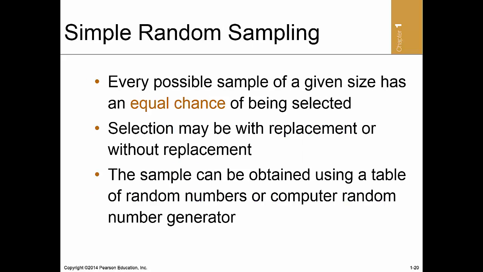Simple random sampling is the method most people think of when they think of random sampling. It can be obtained in a variety of ways. You can either use the random numbers table in Appendix A of your text, or as I will show you in this video, you can use Excel.